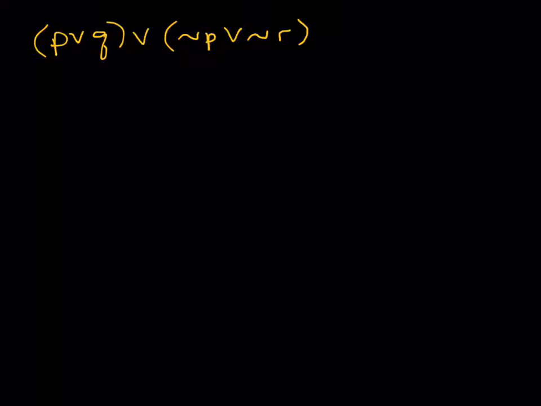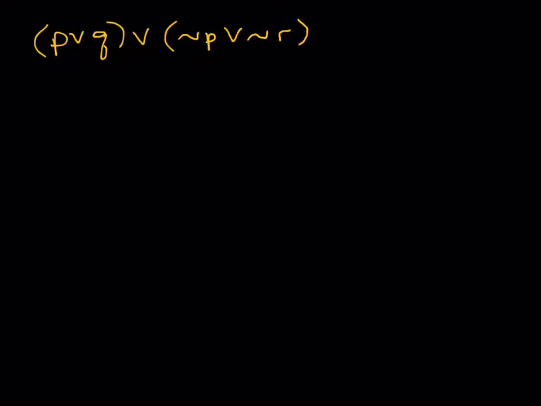I thought I would make a video to do one more complicated example of constructing a truth table. Alright, so this statement includes three different simple statements, symbolized by P, Q, and R. So if it helps you, you may want to think of some words that would go along with that.